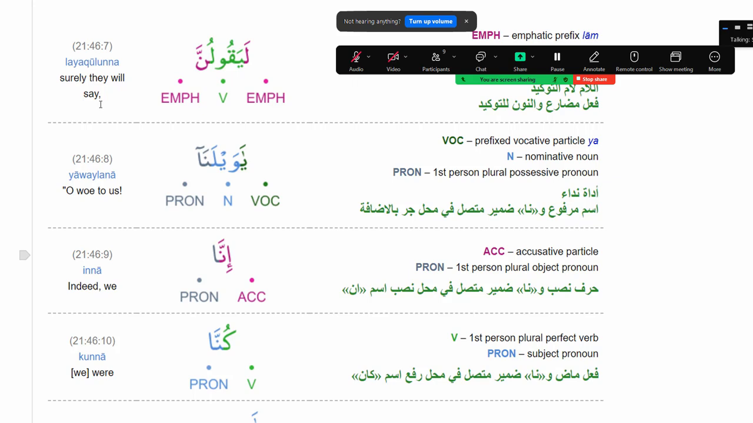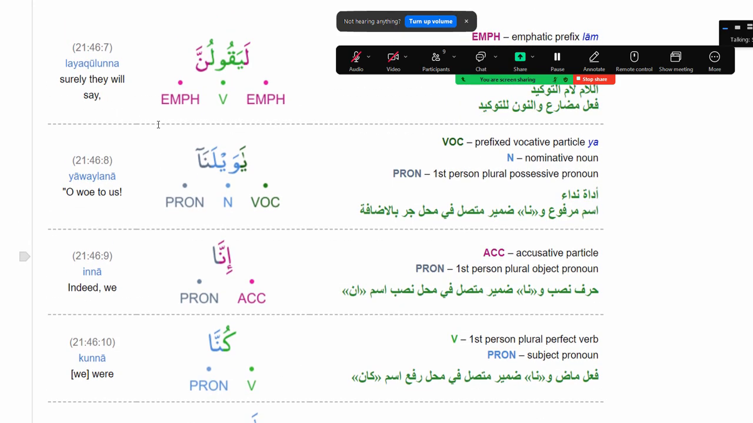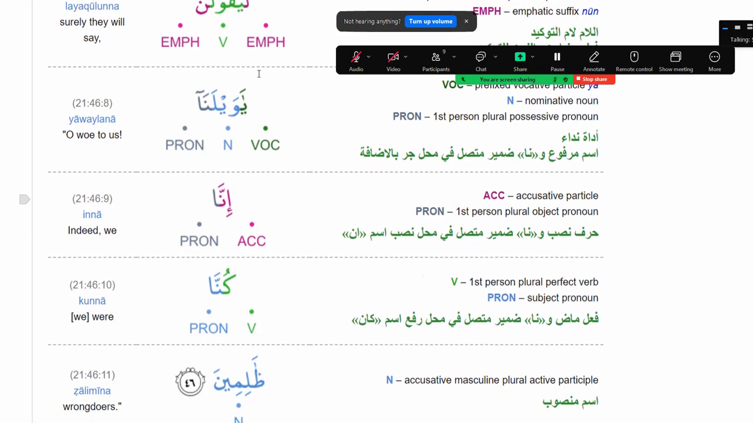Now, when you look at this ayah, if you are a beginner, if the person doesn't know Arabic grammar, he will just read it like, oh, woe to us, indeed we were wrongdoers. But as an advanced grammar student, now you know how much emphasis Allah subhanahu wa ta'ala is putting on this ayah. La yaqulunna. Surely, definitely, Allah is so sure about it that they will definitely say that, oh, woe to us, indeed we were wrongdoers.